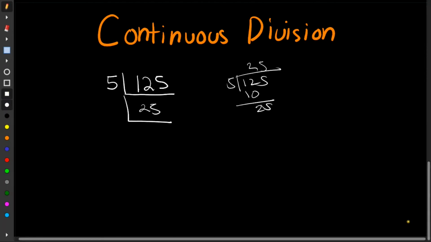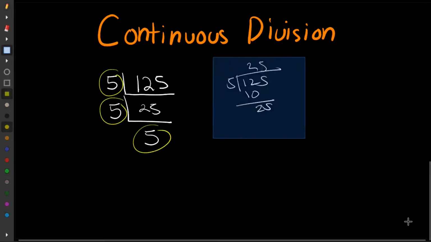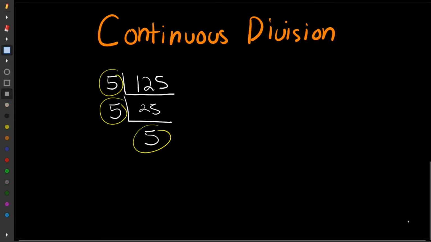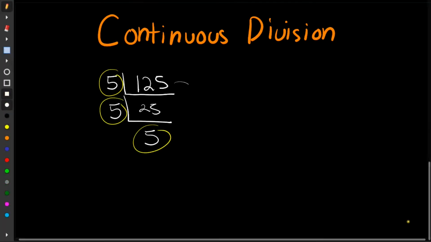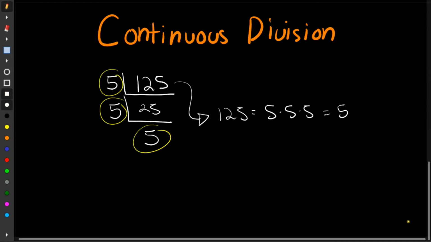Now this one is also clearly divisible by 5. So we put 5 here, and the outcome here is 5. So we have 5, 5, 5. So we know that the prime factorization of 125 is 5 times 5 times 5, or simply 5 cubed.